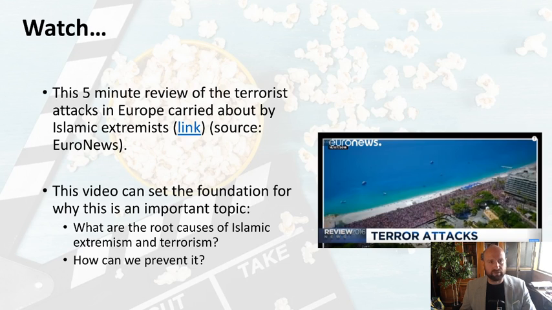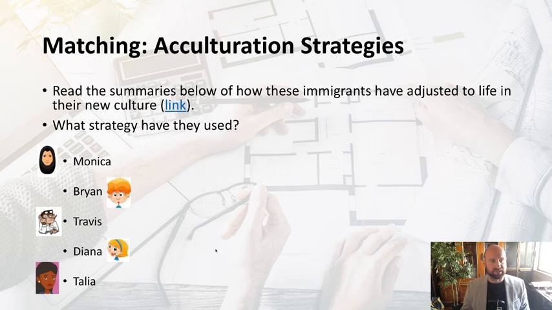This is a review of terrorist attacks in Europe carried out by ISIS. So the study we're looking at came out in 2015 when ISIS was possibly at its peak, and so this can give a little bit of context here as well. So this sets a foundation for the topic. We're looking at the root causes of terrorism, and in this case, the root cause of Islamic extremism, which leads to that brand of terrorism. And ideally, if we know what causes it, we can look to ways to prevent it, especially the radicalization.